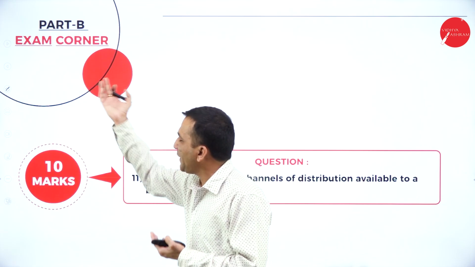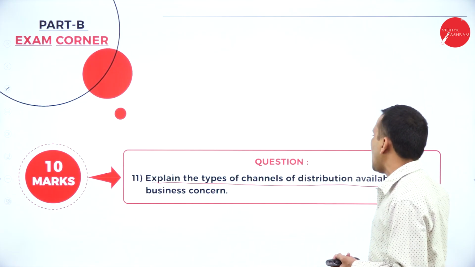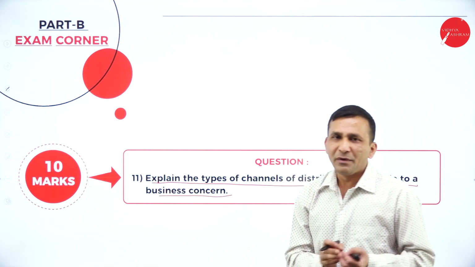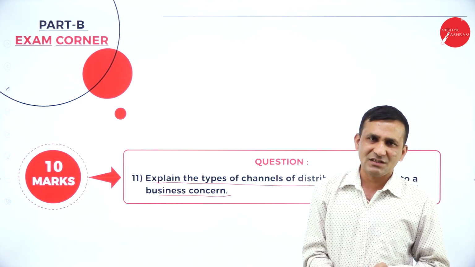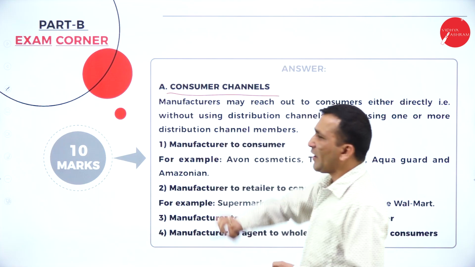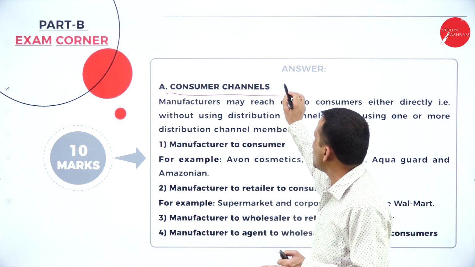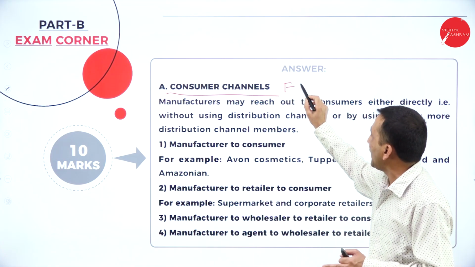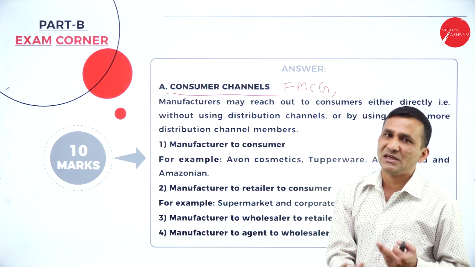So under part B, the last question, which is: explain the types of channels of distribution available to the business concern, because there are different types of business depending on the different channels of distribution. Okay, so what are these? The first one is the consumer product, which is completely based on the consumer. You can name the product like an FMCG. These are the products consumers purchase regularly.